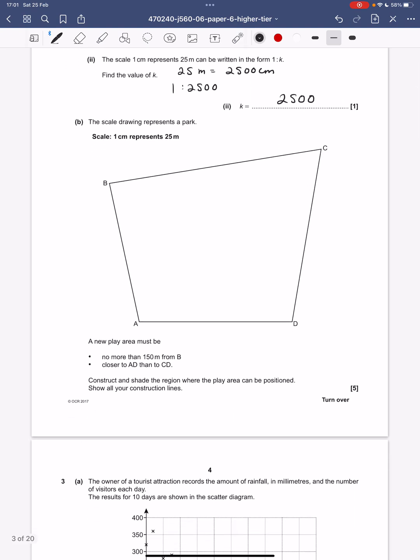Scale drawing now. Okay, so the scale drawing represents a park, 1 centimetre to 25 metres. The new play area must be no more than 150 from B and closer to AD than to C. And then find the region where the play area can be positioned. So the first one, when it's a distance from a single point like this, we get a compass. I can't do all this with the video, so I'll just try and explain what I'm doing as best I can. 150 metres, we have to divide it by 25 to work out the number of centimetres.